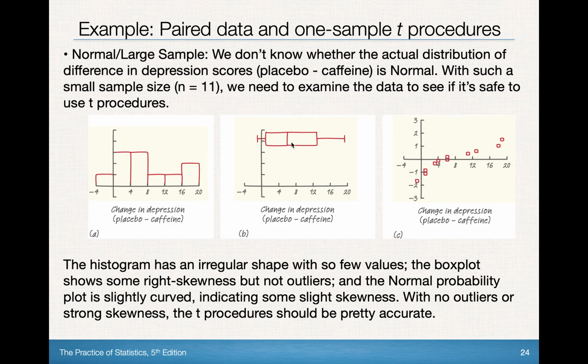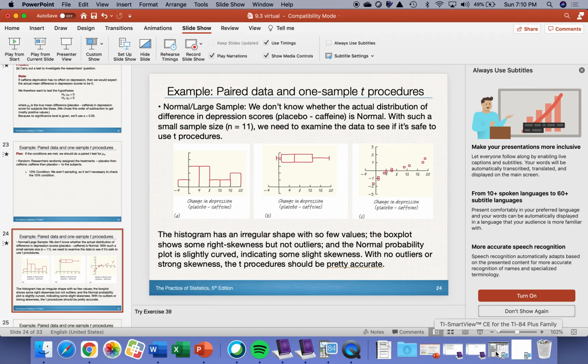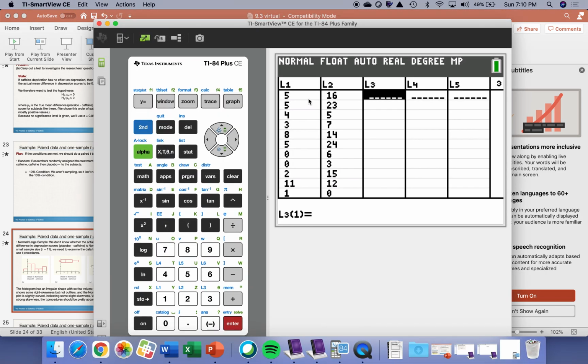Now, all of these distributions and graphs are made with the data that's the difference between placebo minus caffeine. We're not looking at list 1 and list 2. We're looking at what's ultimately going to be list 3. So I'll show you. In my calculator, I have list 1 and list 2. Here is the caffeine, and here is the placebo. What I want is list 3, which is the difference between these two. So I'm going to highlight list 3, highlight it. I'm going to do L2 minus L1.